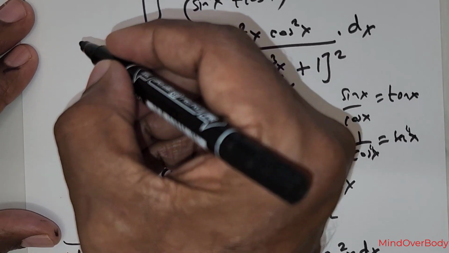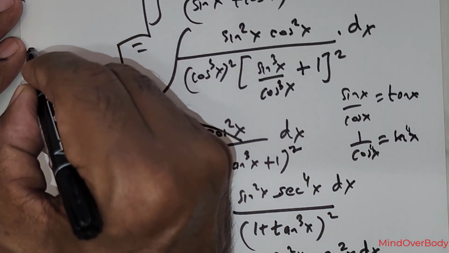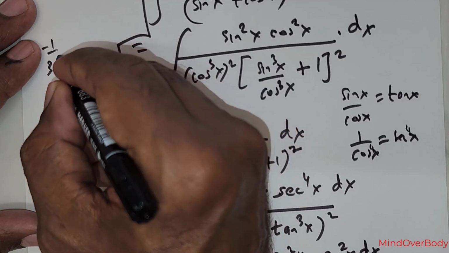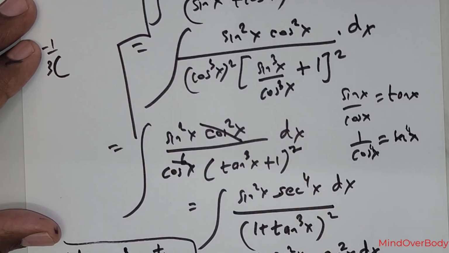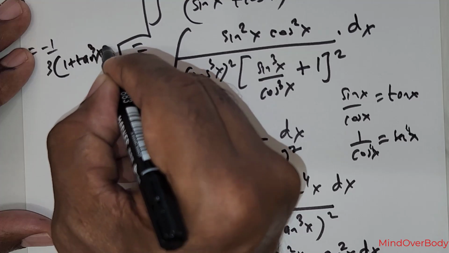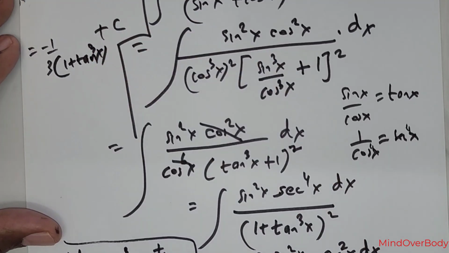So this is equal to negative 1 over 3 times (1 plus tan cubed x), plus an arbitrary constant.